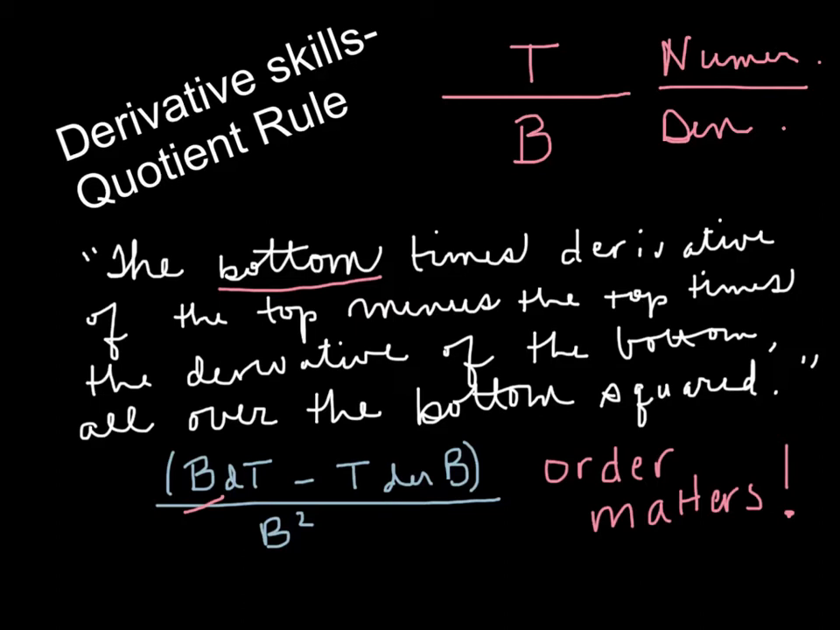But it's the bottom times the derivative of the top minus the top times the derivative of the bottom, all over the bottom squared. And then I've written it out for you in a little shortcut formula too: b derivative of t minus t derivative of b, all over b squared. And unlike the product rule where order doesn't matter, order absolutely matters with this, mainly because of that minus sign. We have to start out with the bottom times the derivative of the top.